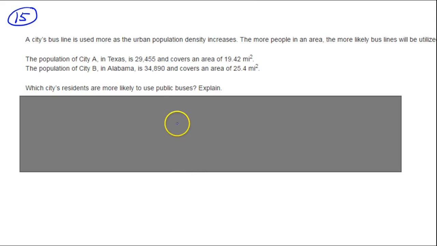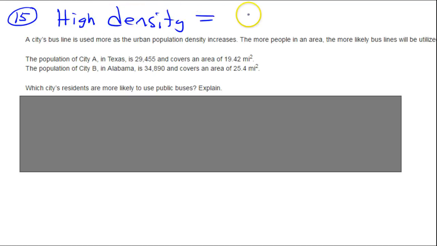Alright, here we go for the last problem. A city's bus line is used more as the urban population density increases. Alright, so high density equals bus used. Okay, the more people in an area, the more likely bus lines will be utilized. Well, yeah, we just said that.